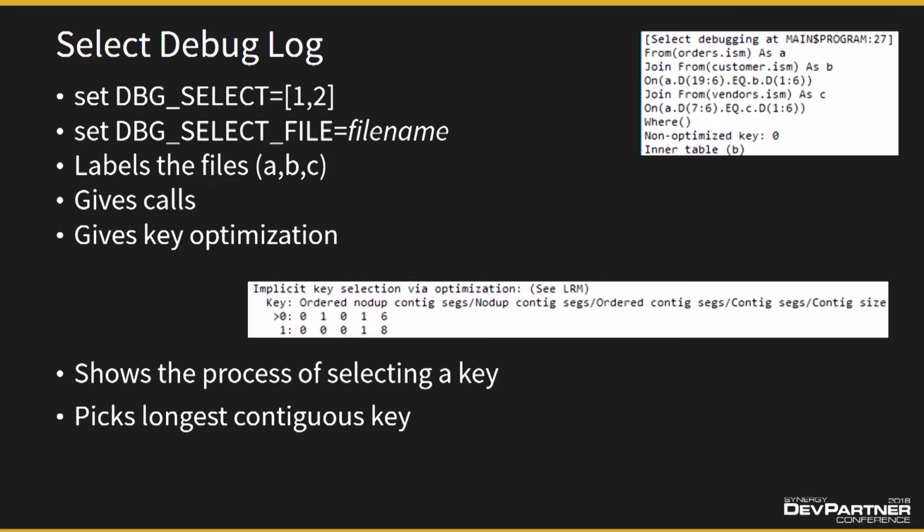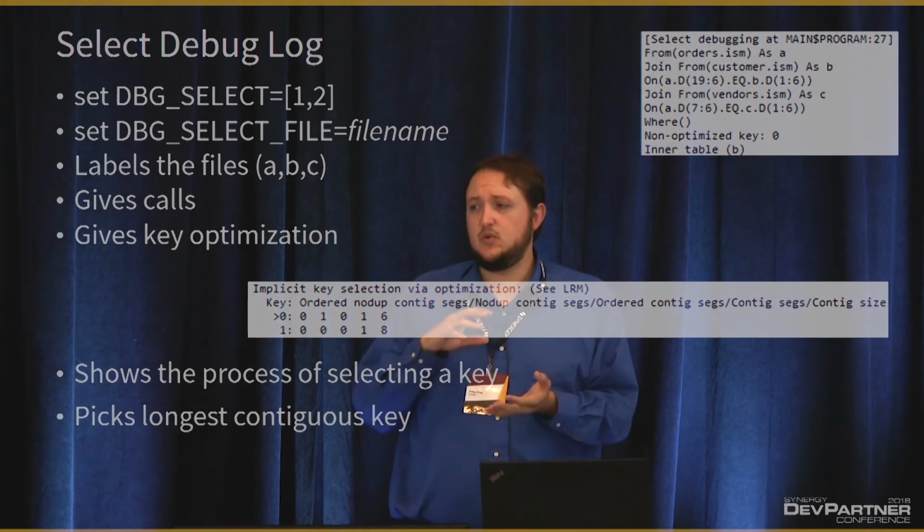Then later on, and this one is new to 10.3.3f, we added this in and it tells you why we picked the optimization that we did. There's a little note in there, you can see the language reference manual, and it explains this table a little bit more, but basically what it comes down to is we're picking contiguous keys, and our priority is on non-duplicated keys that are ordered and in that order. So non-duplicate first, then ordered.